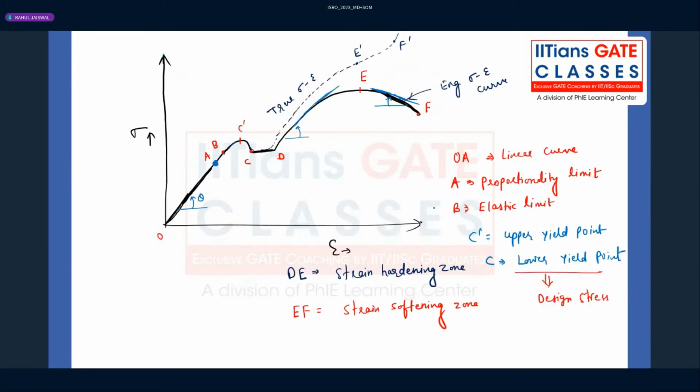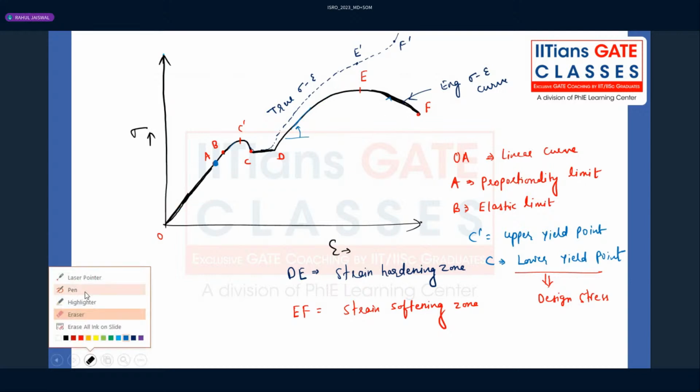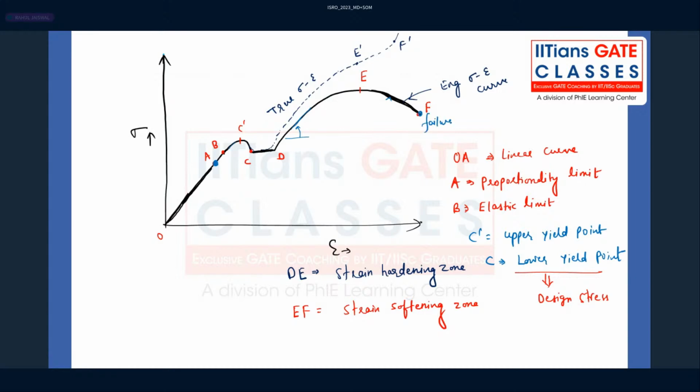What about this strain softening zone? If statement A is correct, that means they are neglecting the strain softening zone, and you know that after necking, the failure has to happen, right? E is the ultimate point, where the necking begins, and F is nothing but the failure point. Whatever the stress is there corresponding to this, that will be the fracture stress or failure stress, right? So that is having a negative slope.